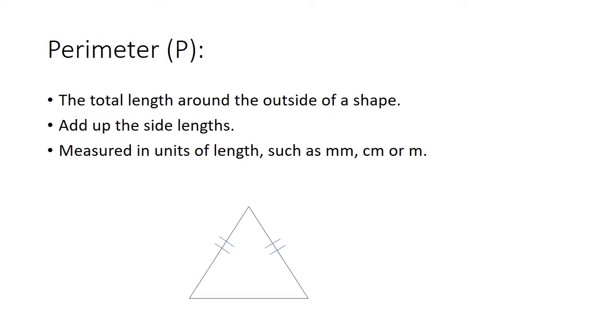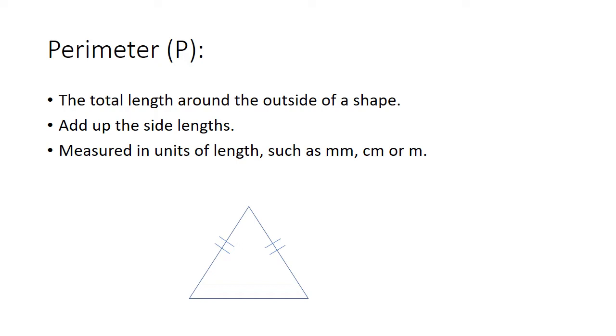Okay, so the idea that we started off with was with the idea of perimeter. And so perimeter is the total length around the outside of a shape. And really all we've got to do is just add up the side lengths. The units of perimeter are just the units of length. So millimeters, meters, kilometers, whatever the question has.